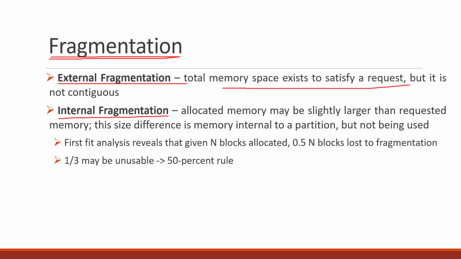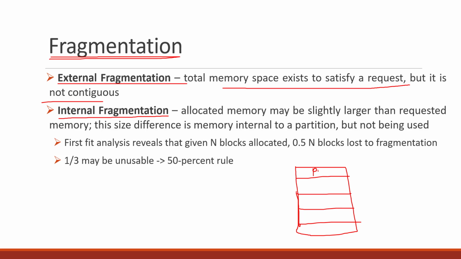Total memory space exists to satisfy a request, but it is not contiguous, which means that, let me quickly draw it over here since it was a lot of mess over there. Let's assume we have some space over here. We have a process P1 over here, P2 over here, then process 3 over here. Let's assume all of them are fixed sizes, so 2 KB, 2 KB, 2 KB and 2 KB. Now process 4 comes, and the size of process 4 is 4 KB. Now we do have 4 KB available, 2 KB here and 2 KB here.